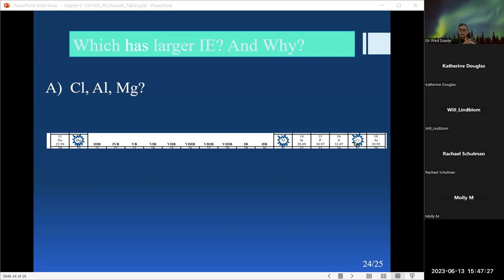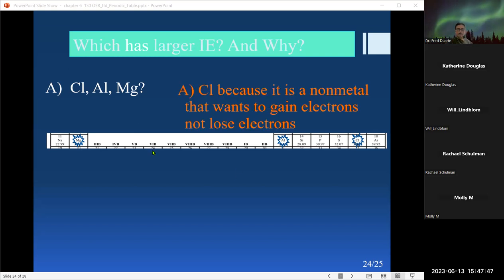Second of all, chlorine is much smaller in diameter, like Teresa was asking here. Much smaller in diameter, so it holds on to the electrons much tighter because of the smaller radius, which is because of the increased number of protons and electrons. So in this case, the IE for chlorine will be much greater than the other two metals.